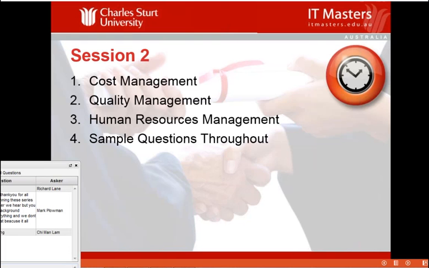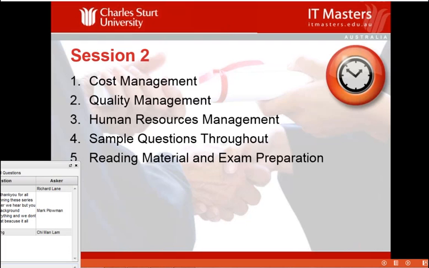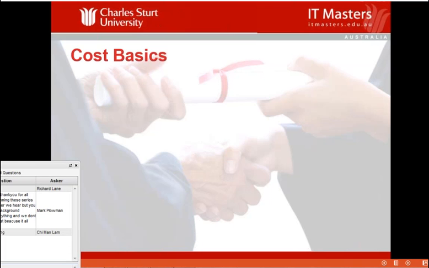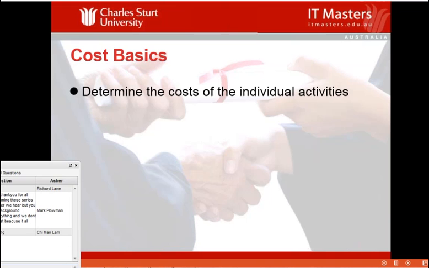Okay, as I mentioned, we've got the three knowledge areas. We have sample questions after each knowledge area, and very quickly we put the reading material and exam preparation details at the back. Okay, cost management. Cost management is the knowledge area that we're going to tackle first, and some basic principles behind it.